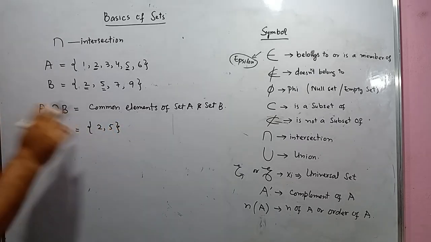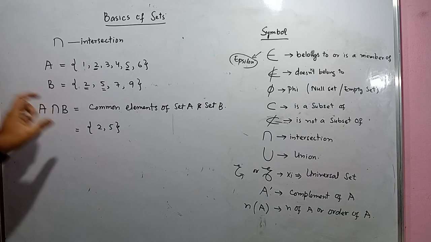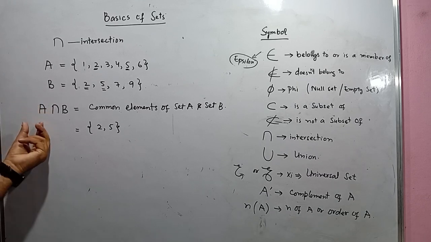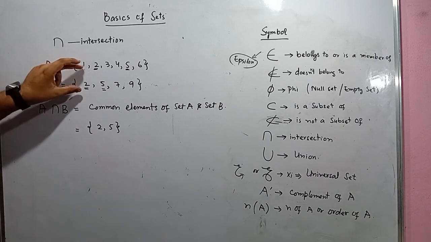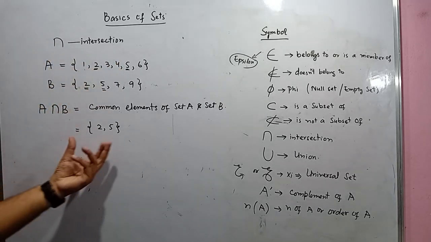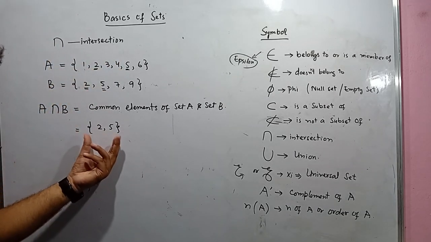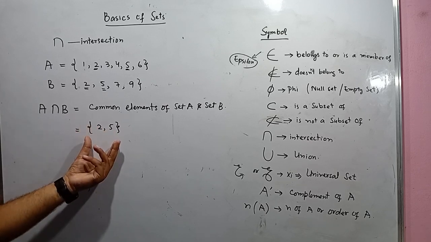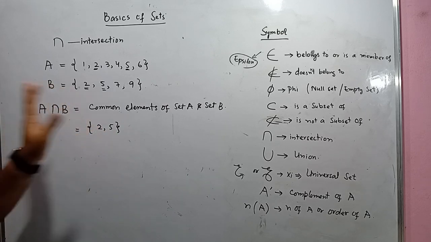So A intersection B means those elements which are in set A and set B. We need to check here that 2 and 5 are present in both the sets. So the set {2, 5}, with two members only, forms the A intersection B.